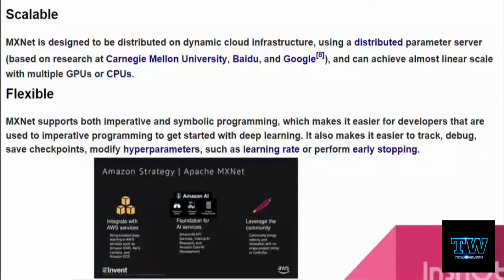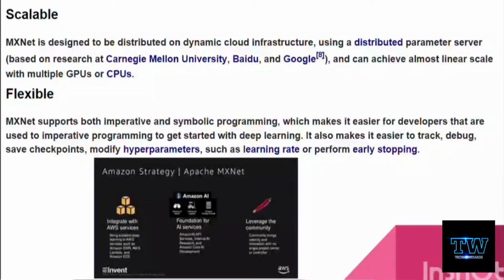MXNet is scalable, designed to be distributed on dynamic cloud infrastructure using a distributed parameter server, based on research from Carnegie Mellon University, Baidu, and Google, and it can achieve almost linear scaling with multiple GPUs and CPUs.